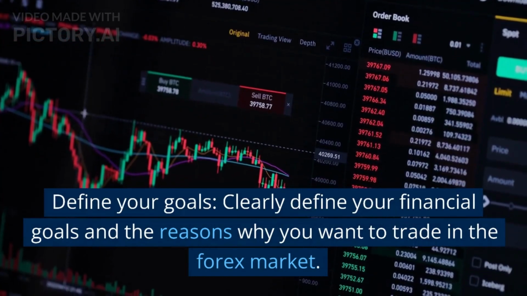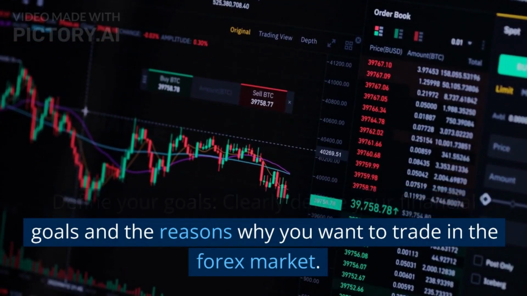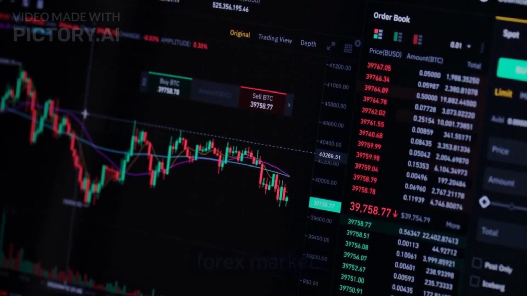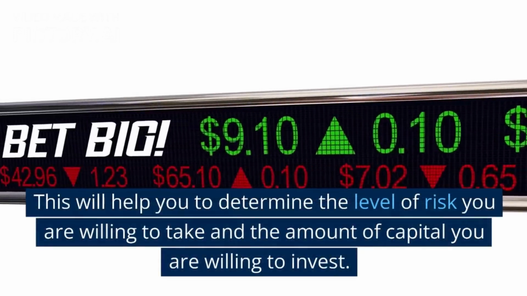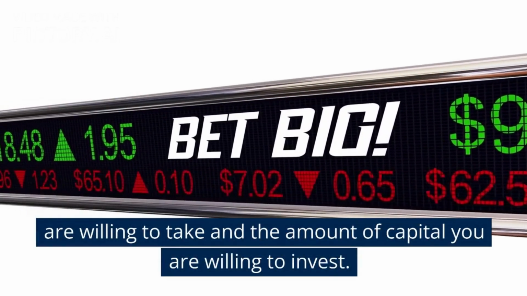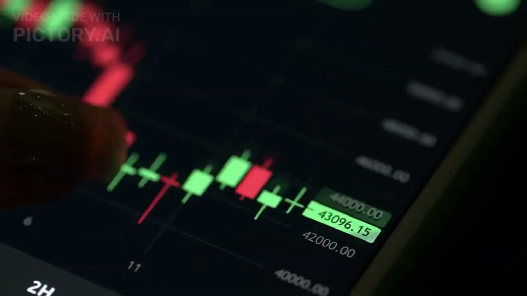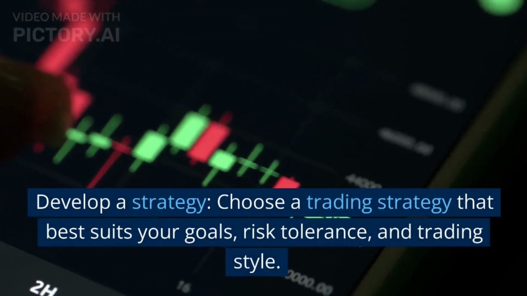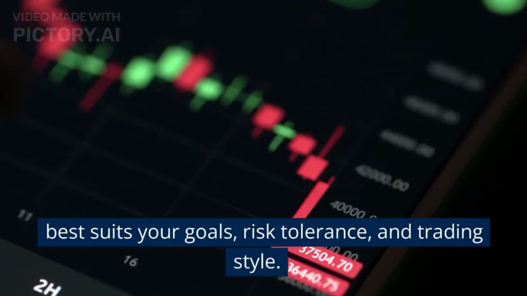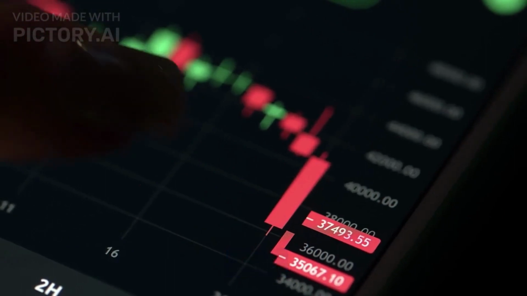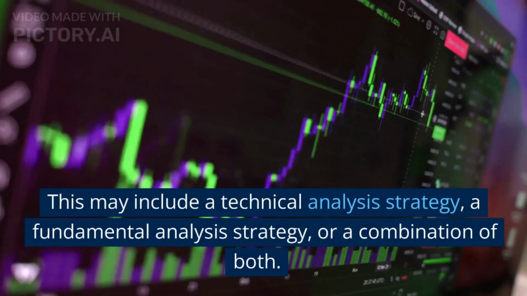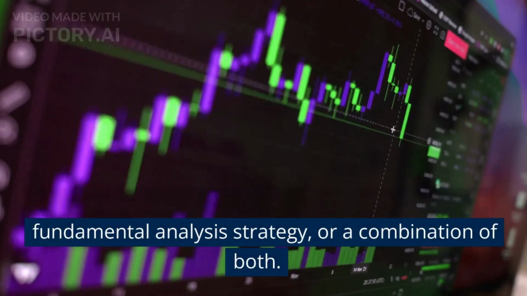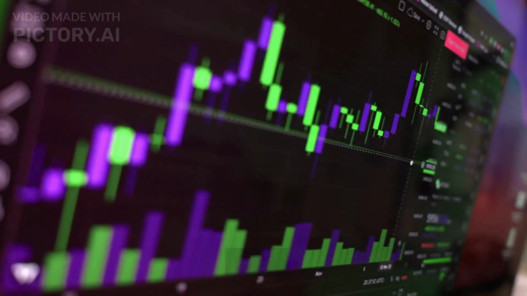Define your goals. Clearly define your financial goals and the reasons why you want to trade in the forex market. This will help you to determine the level of risk you are willing to take and the amount of capital you are willing to invest. Develop a strategy. Choose a trading strategy that best suits your goals, risk tolerance, and trading style. This may include a technical analysis strategy, a fundamental analysis strategy, or a combination of both.